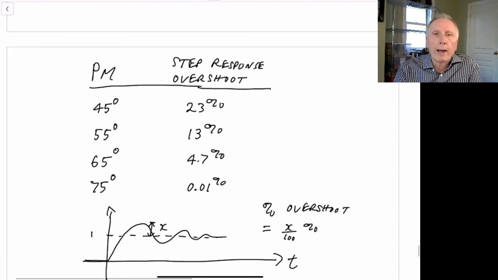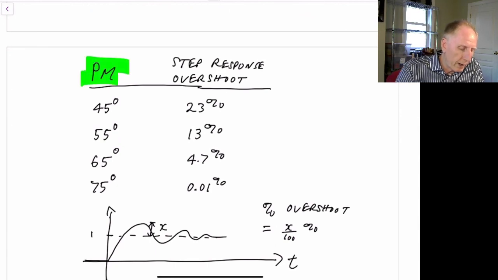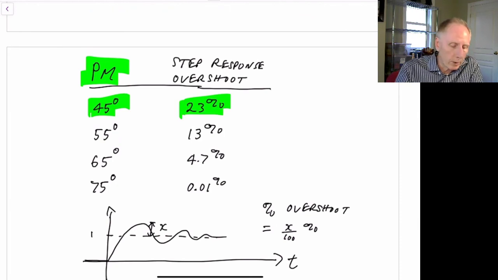By the way, if we had a loop gain which was just a first order system, our phase margin would always be 90, and so we would have no ringing, and it would always be just a first order settling response. So it would just be an exponential curve. But if we have a second order system, then our phase margin would be less than 90. And if the phase margin is 45 degrees, you can show that the overshoot of the step response would be about 23%.